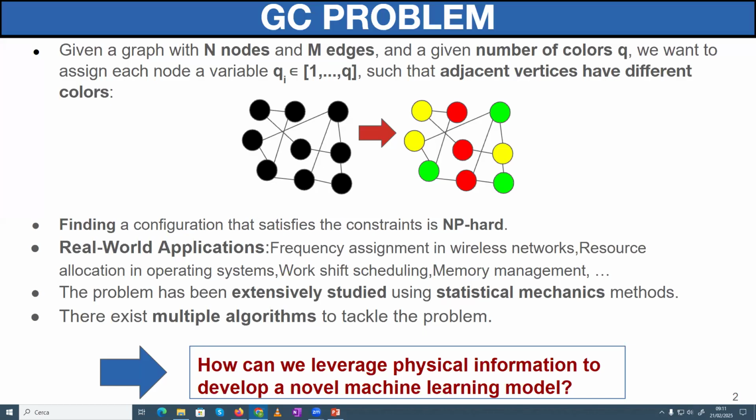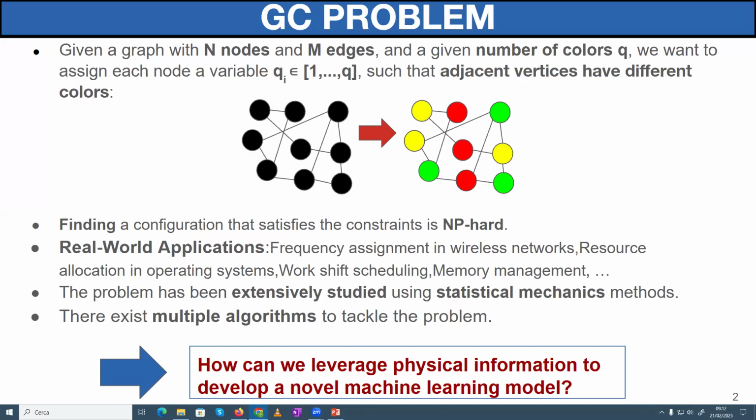Let's consider a graph having n nodes and m edges, and given a number of colors q, we would like to assign one of these q variables to each node such that adjacent vertices have different colors. So finding such a configuration is NP-hard, although solving this problem is crucial for many real-world applications such as frequency assignment in wireless networks, resource allocation in operating systems, and many work shift scheduling tasks.